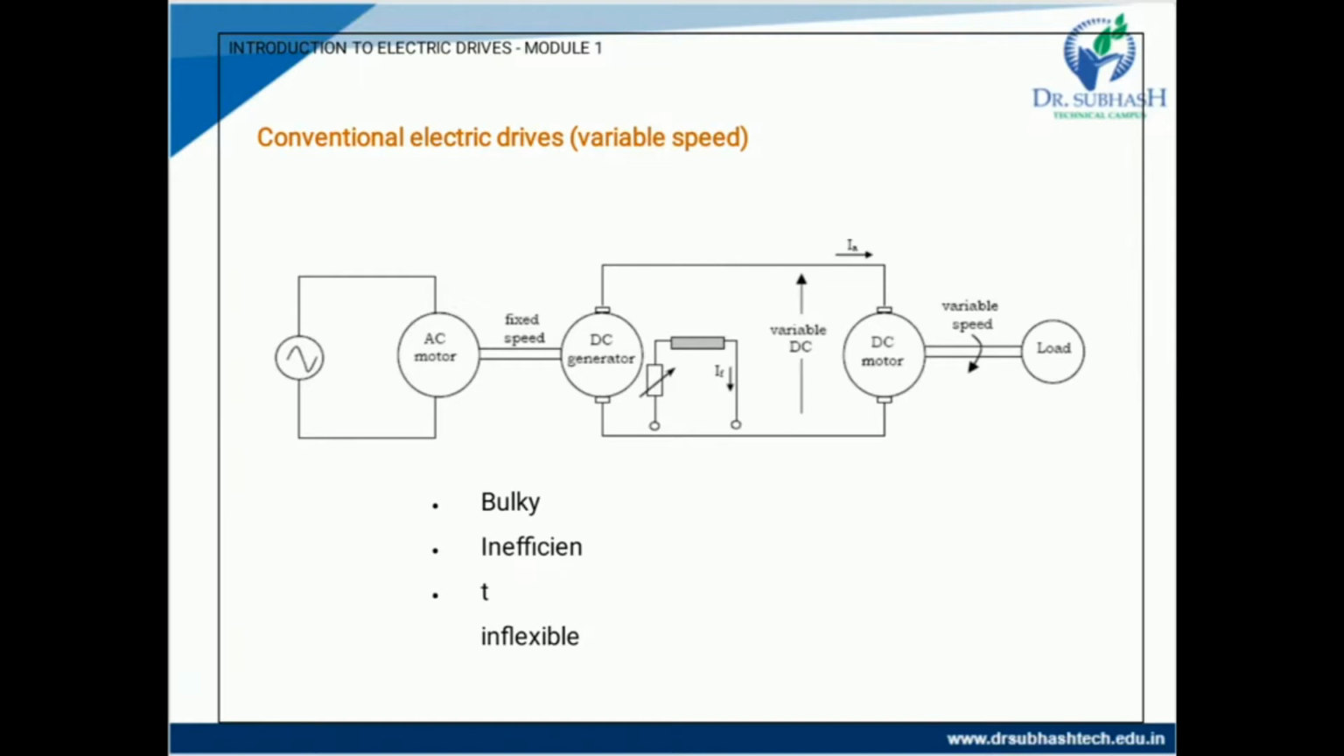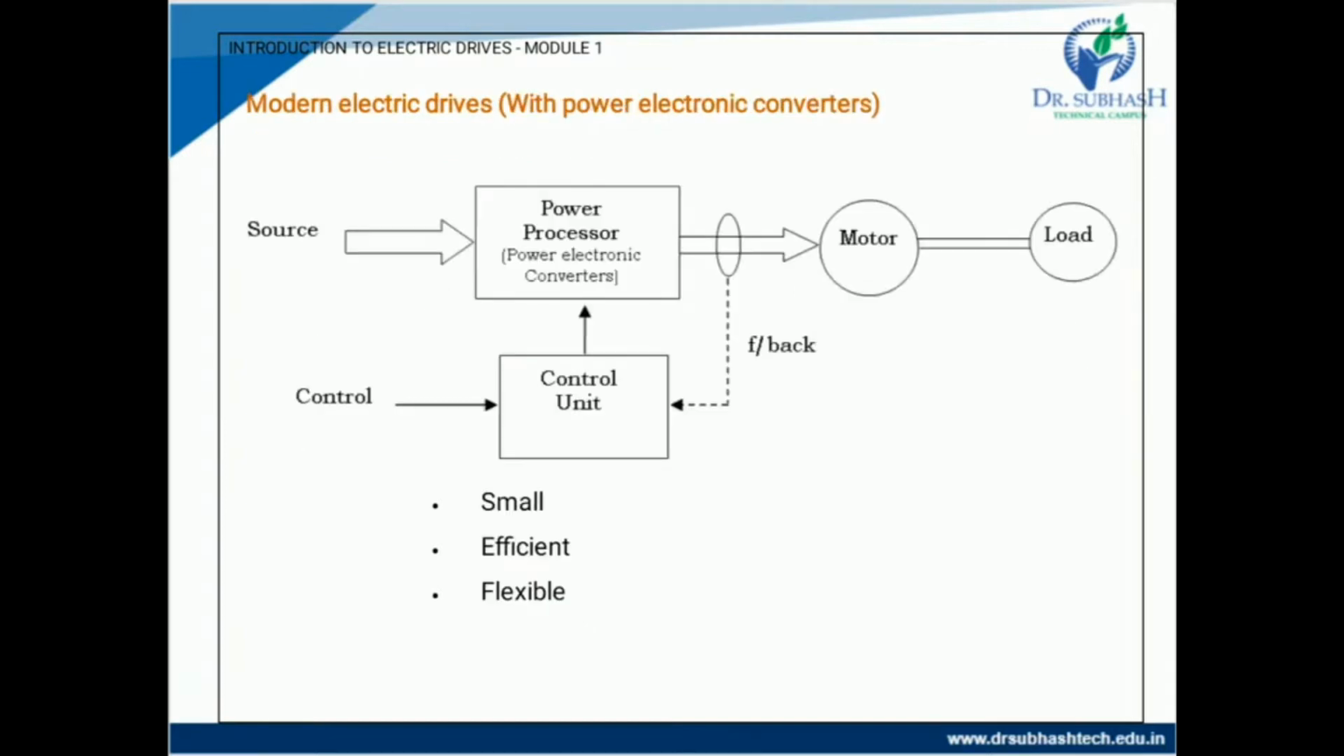The next topic is the modern electric drive with a power electronics converter. Here, with the application of power electronics, we can achieve variable speed easily. The source is directly given to the power processor, or we can say the power electronics converter. Variable power supply is directly given to the motor, and there is no requirement for a motor-generator set if we use power electronics converters.